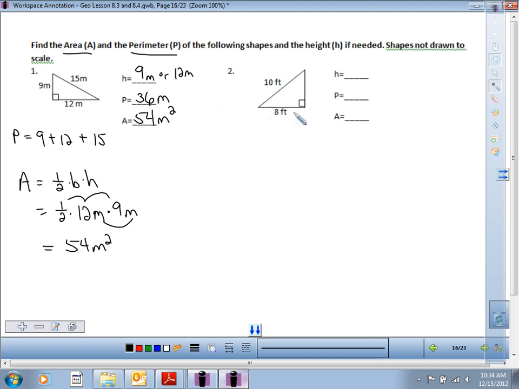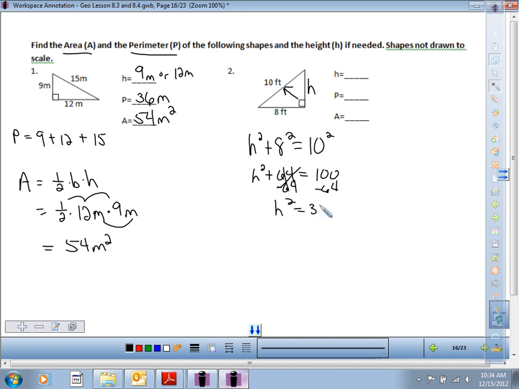We have this base as being 8. This hypotenuse, remember, that's the hypotenuse across from the right angle, is 10. We don't know the height, so what we first have to do is a quick calculation. That's the Pythagorean theorem. So h squared plus 8 squared equals 10 squared. That's h squared plus 64 equals 100. Subtract 64, subtract 64. h squared equals 36, and h is 6 when we square root that.